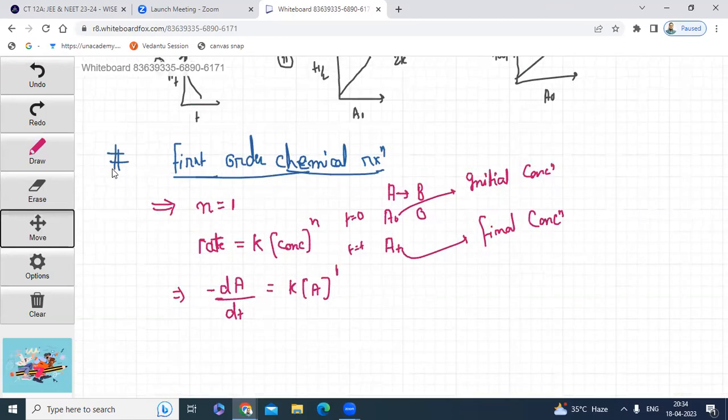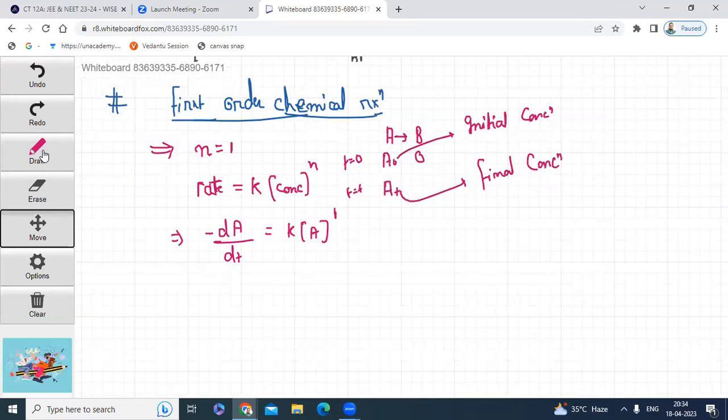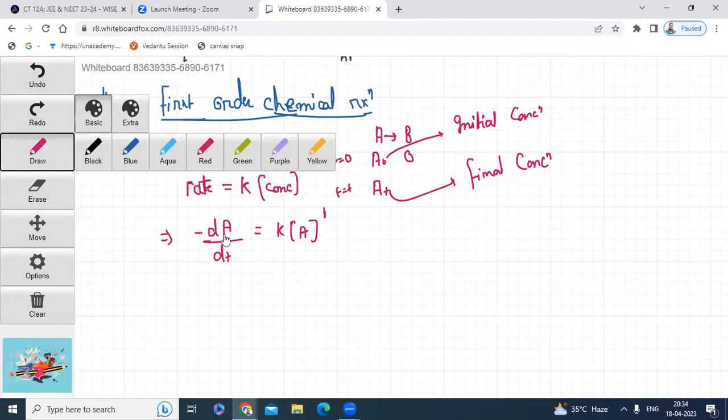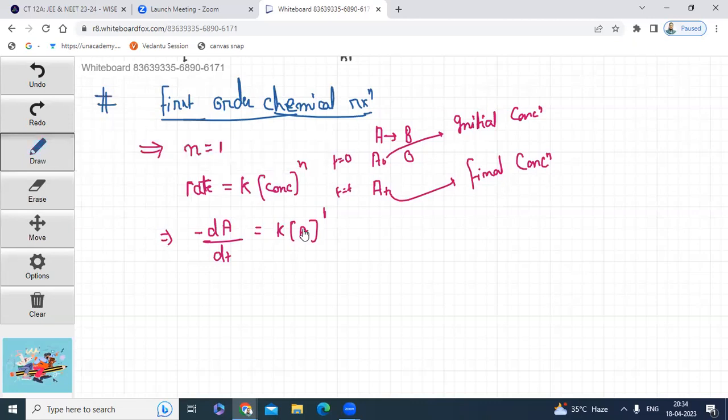If we see the formula, minus dA by dt will be equal to K into A, and you have to write the general formula. So if you cross multiply, this will be written as minus dA by A is equal to K into dt. Integrate both the sides. This value is equal to K into dt.